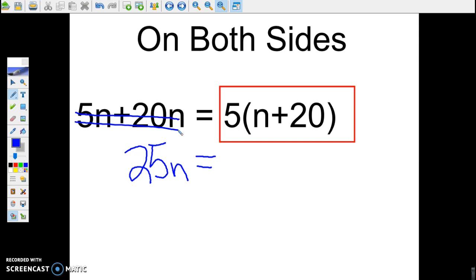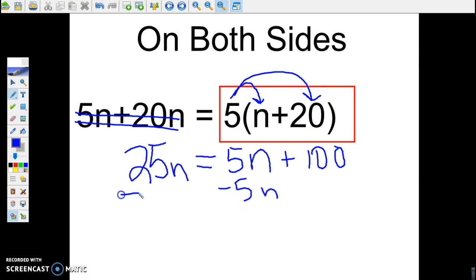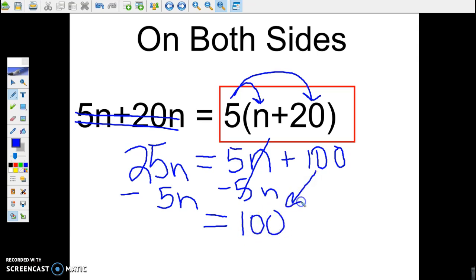Now on the right side of the equation, we're going to distribute 5 times n, which results in 5n. We're going to do 5 times 20, which we know is 100. Notice everything I've done so far is just simplifying both sides of the expression. So from here, now we begin to start solving the equation by putting all of the variables on one side of the equation. What I'm going to do is subtract 5n from both sides of the equation. It cancels it off on the right side and leaves me with just 100. So we're dropping that down.